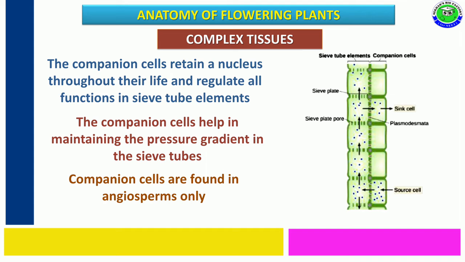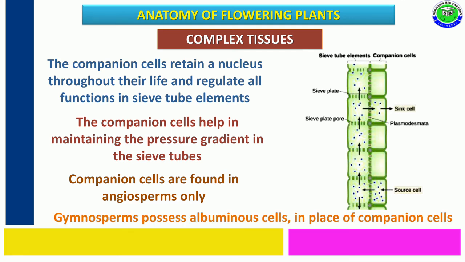So these companion cells are found in angiosperms only. It is the main characteristic feature of angiosperms. But in gymnosperms, these companion cells are absent. Instead of companion cells, gymnosperms have albuminous cells in phloem tissue.